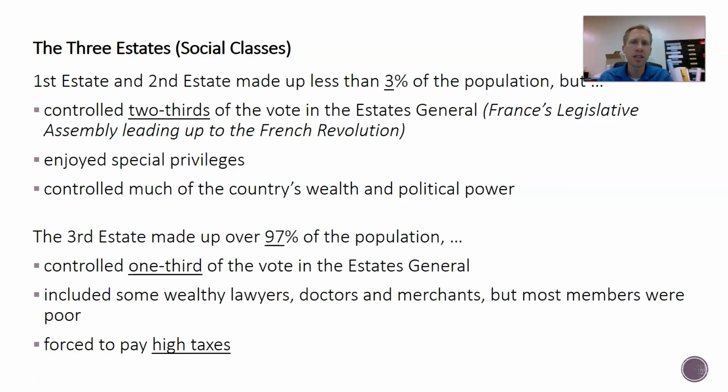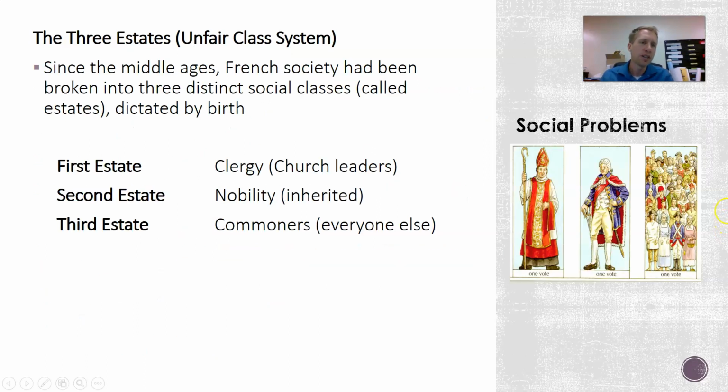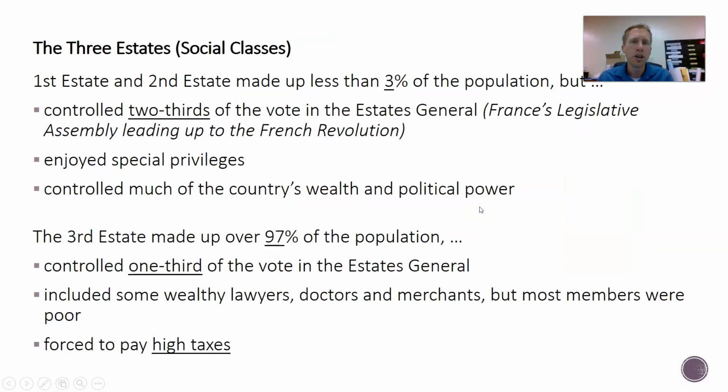So the first and second estate make up less than 3% of the population, but they're going to control 2 votes in the States General. These two are going to control 1 vote each, so 2 out of the 3 votes are going to go to the first and second estate. And this States General is their legislative assembly at this time. It's like their Congress or their Senate before the French Revolution, although they wouldn't be always active. These people enjoyed special privileges, controlled much of the country's wealth and political power.